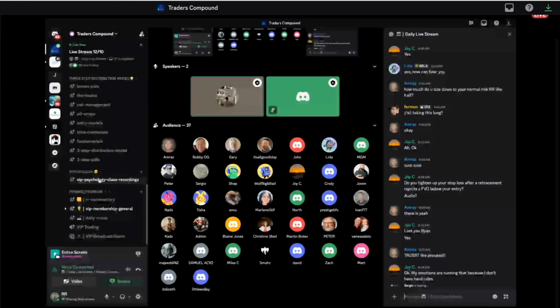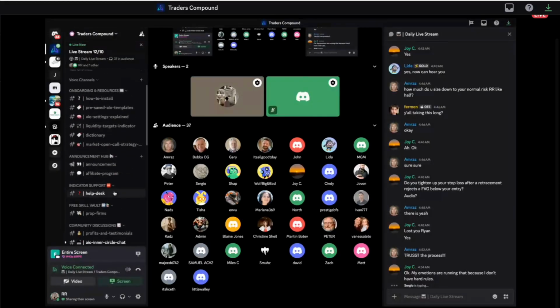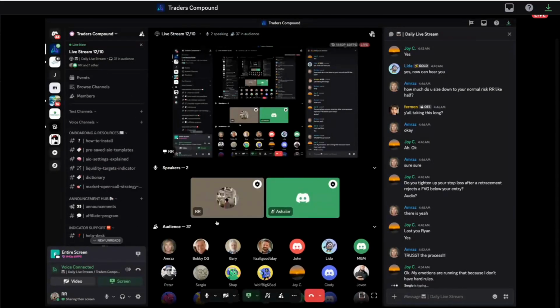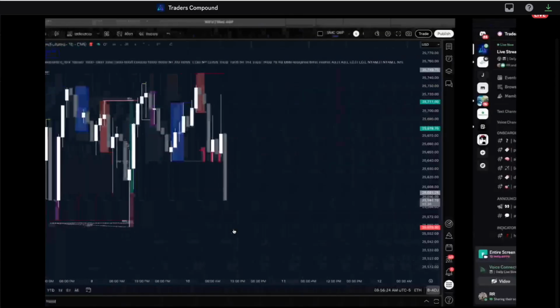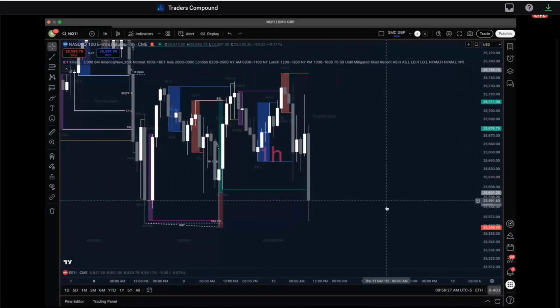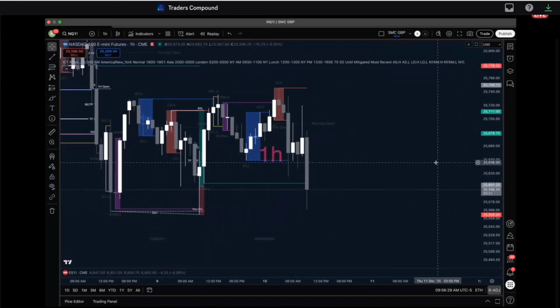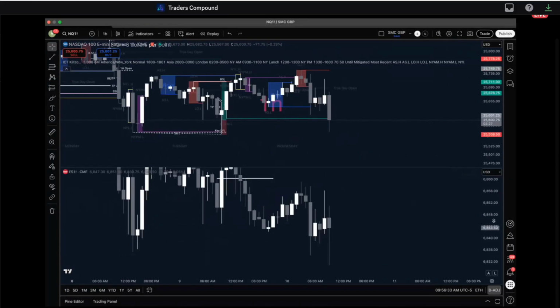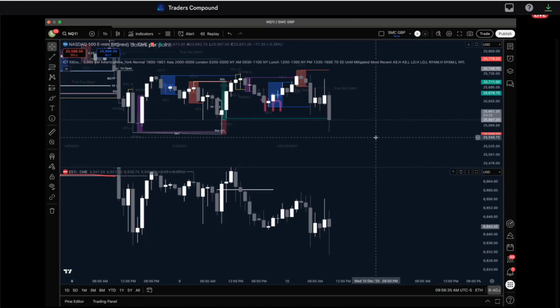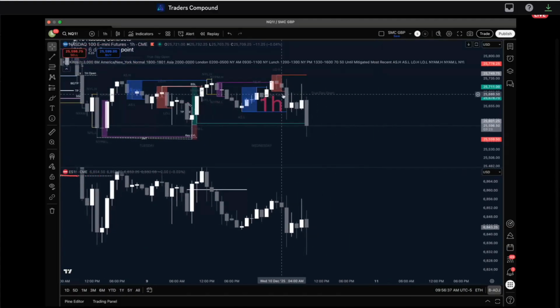Sergio is typing something here. Where would I enter today if there was an FOMC? Probably nowhere. That's probably why I wouldn't be trading it, because I don't see anything I like, regardless of whether it's FOMC. What you're seeing here is, like I was saying earlier, really weird divergence at a lot of the key levels to the downside.